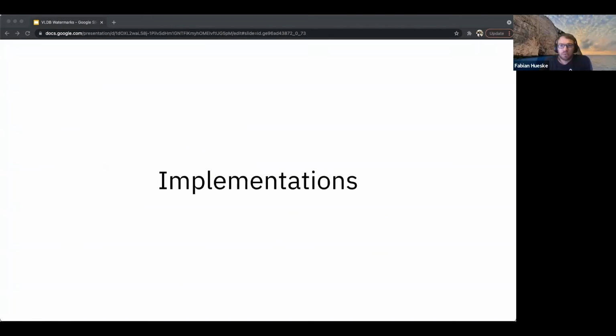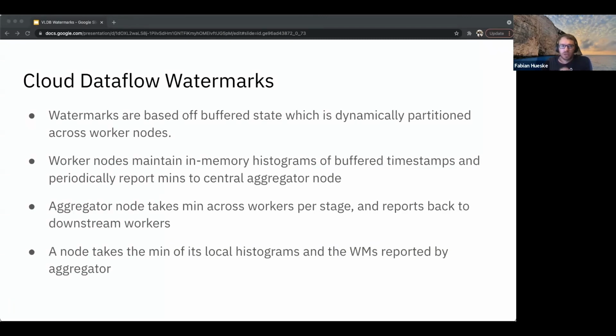Yes, in the paper, we discussed the implementation of two popular stream processing systems, namely Cloud Dataflow and Apache Flink. Those two systems have very different implementations for the watermark system. Cloud Dataflow uses a central aggregation service to aggregate watermarks and broadcast them to downstream operators. And this, in a nutshell, works as follows.